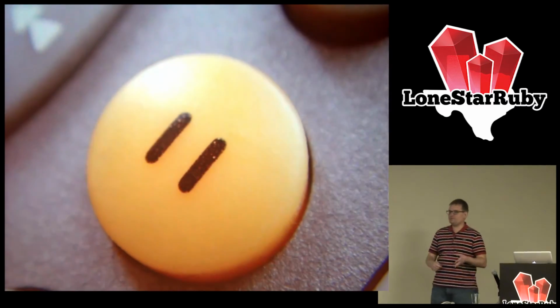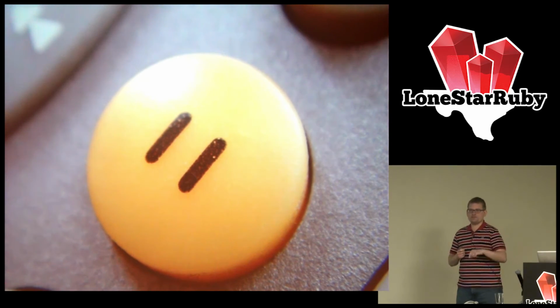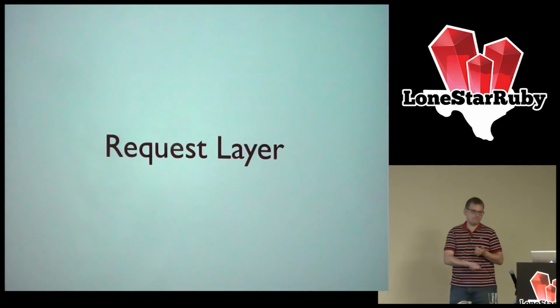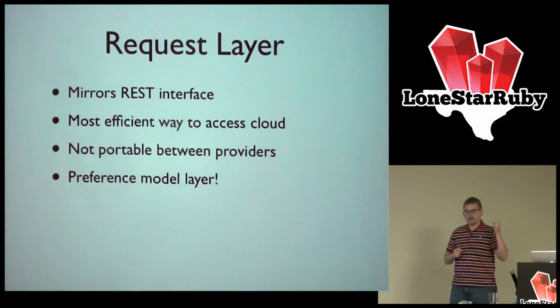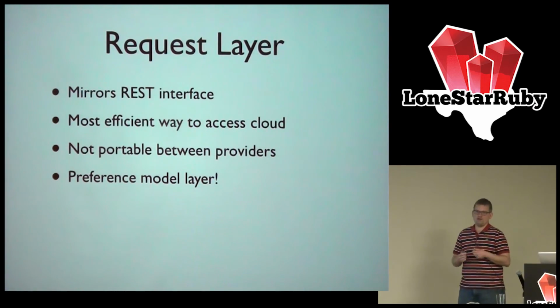So now that we've seen how the model layer works inside of Fog, using both the compute service and the load balancer service, I wanted to talk about the second layer that exists, and that's the request layer. The request layer has a one-to-one mapping between the remote cloud and Fog itself. It's going to be the most efficient way to access the cloud, but it's not going to be portable between different providers.